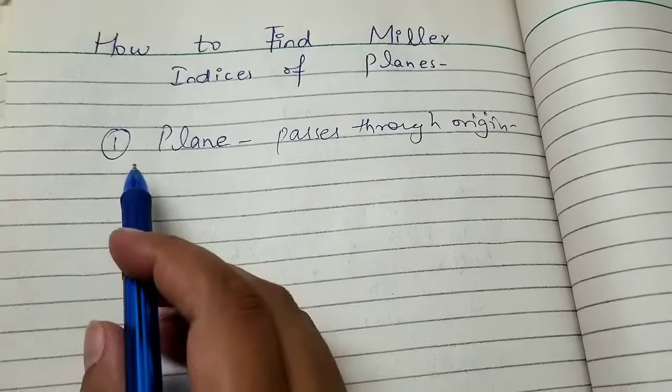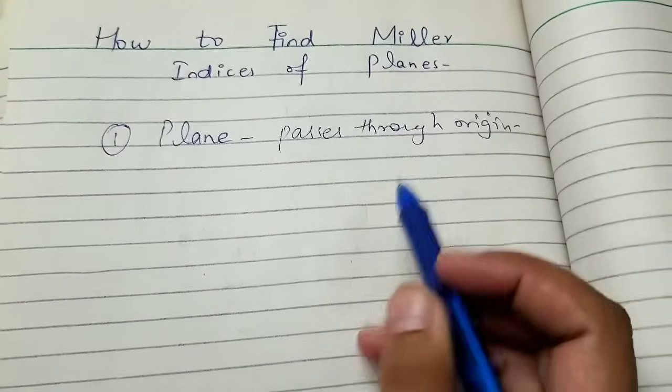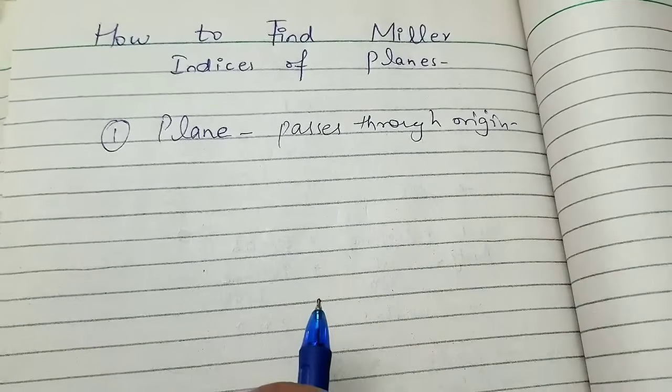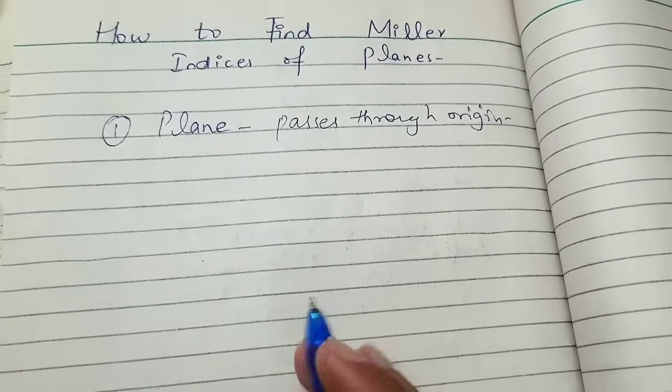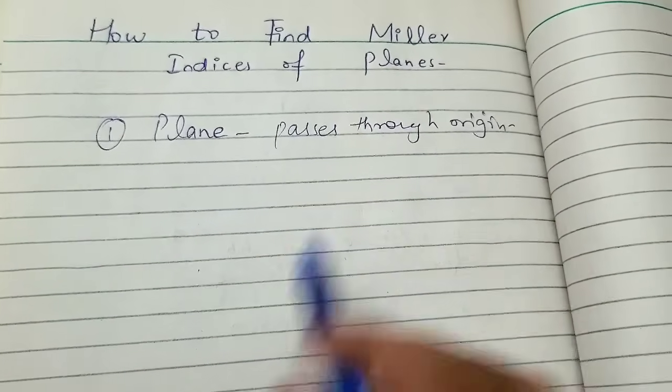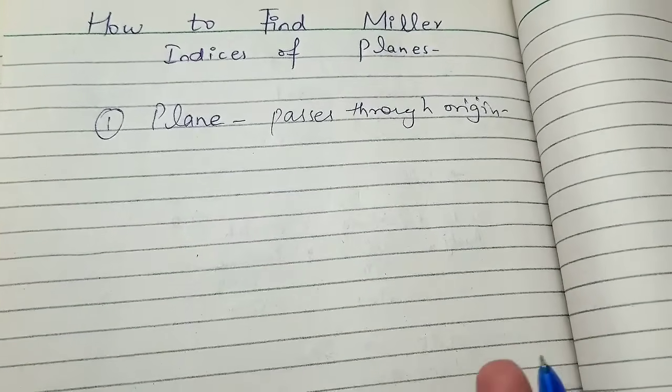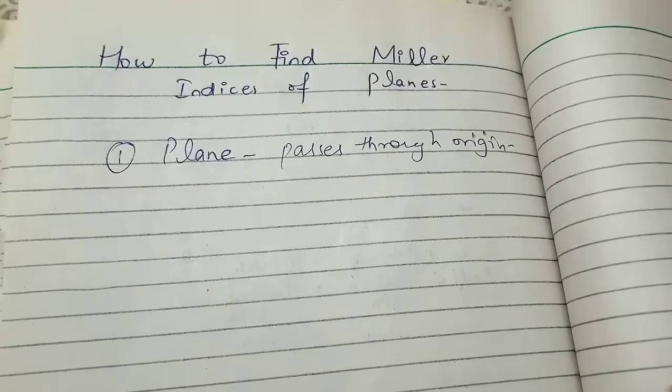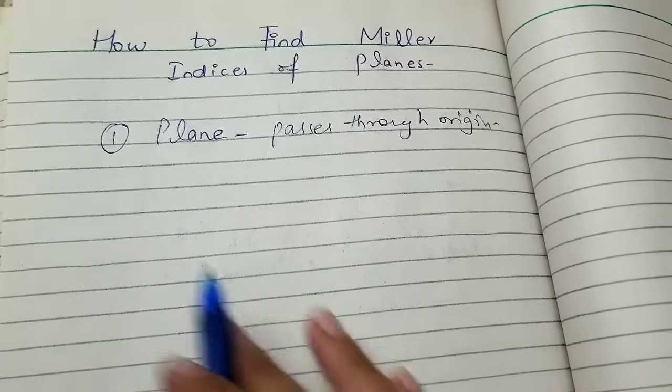So this is the first step, in which we define the appropriate coordinate system that we will use to find the Miller indices, and that coordinate system should be such that the plane does not pass through its origin. Later on we will see examples and it will be more clear.